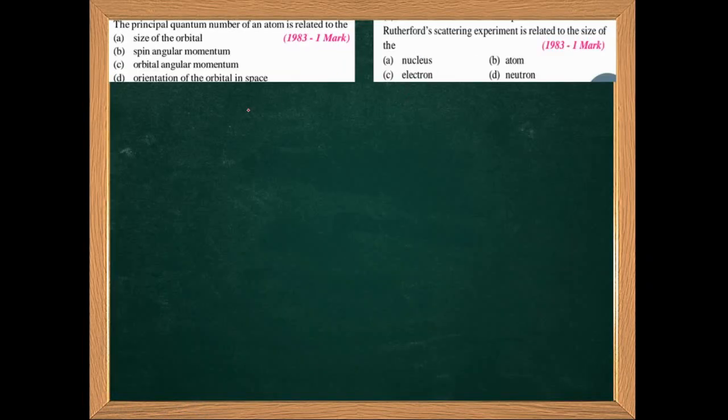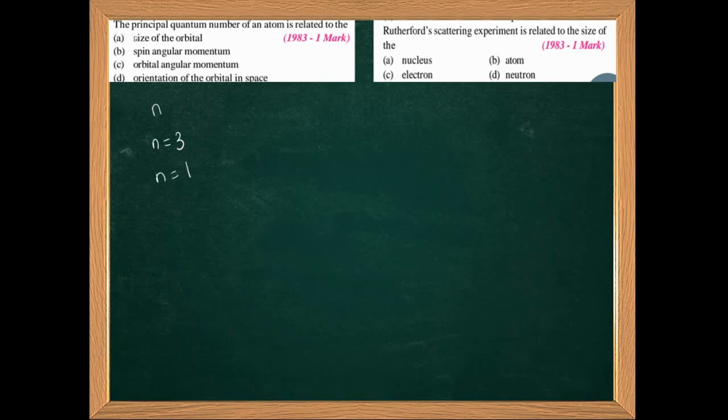The next question: the principal quantum number of an atom, which we know is n, is related to what? We have learned in the videos that n is related to the size of the orbital. As the value of n increases, the size increases. Let's say n equal to 3 has a larger size orbital than n equal to 1.